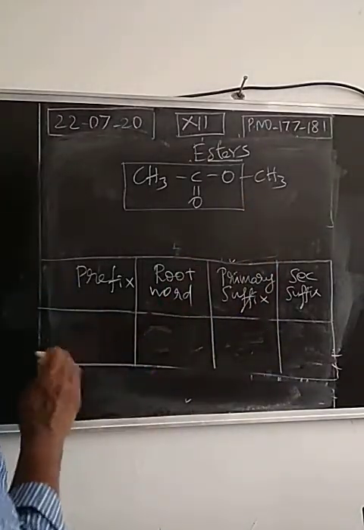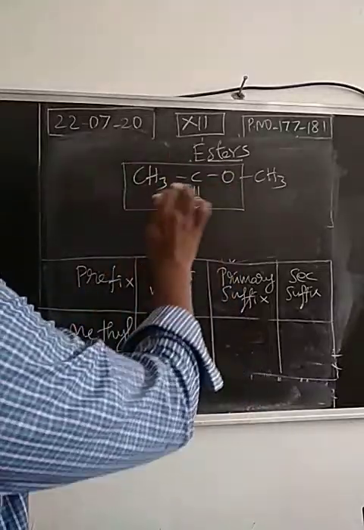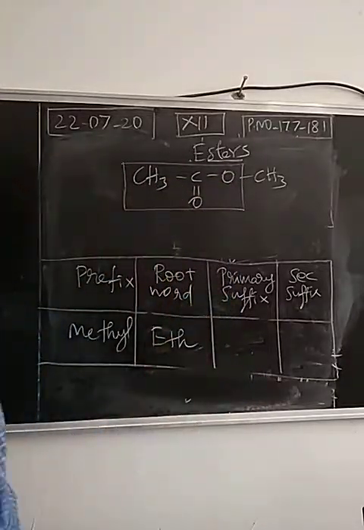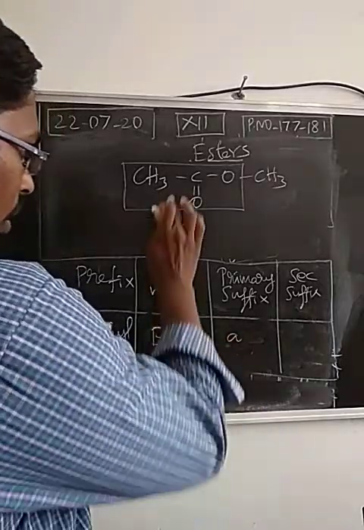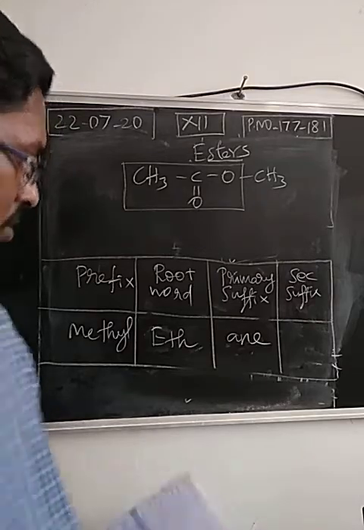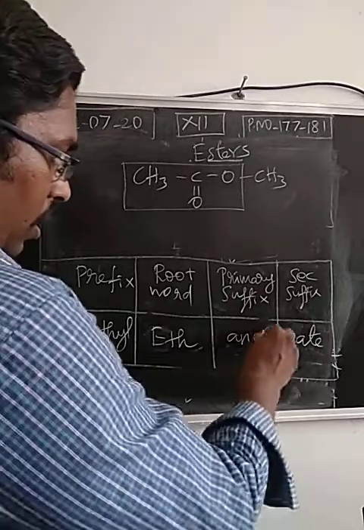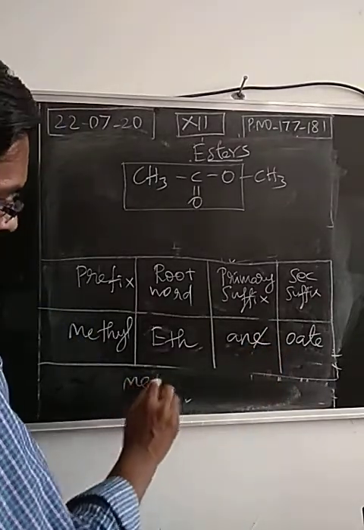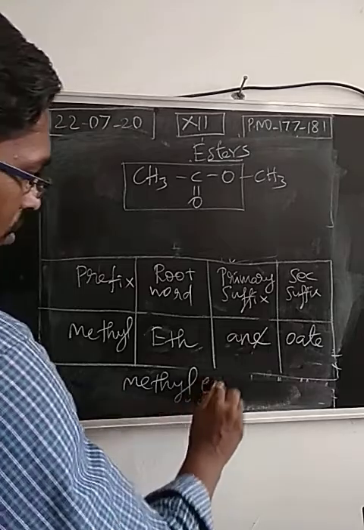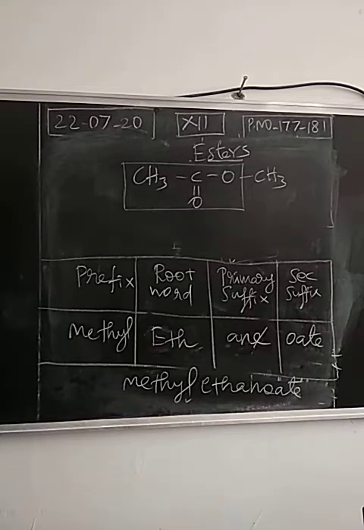So we have a substituent methyl. Now in the chain, 2 carbon atoms, root word eth. Only single bond exists between the carbon atoms, ane. The secondary suffix is oate. This is the secondary suffix for ester. So when primary and secondary suffix are connected, you strike out the last letter. So this is methyl ethanoate. This is the IUPAC name for the ester, methyl ethanoate.